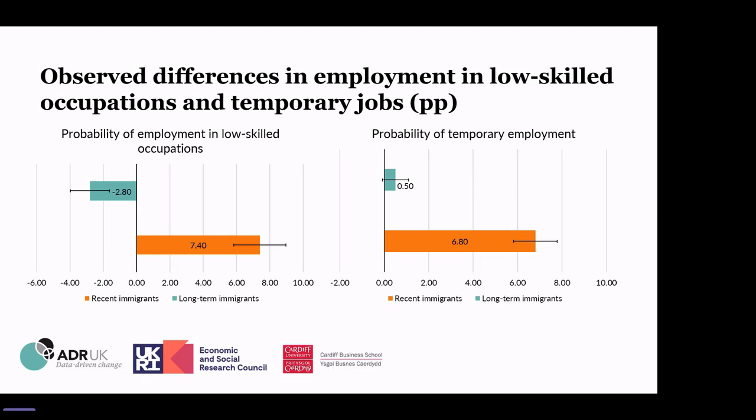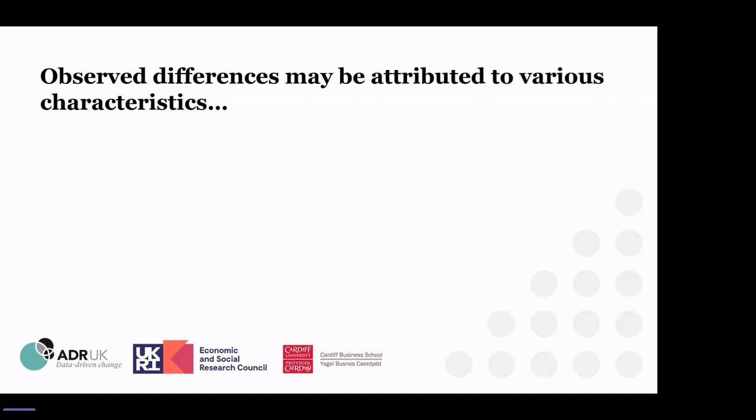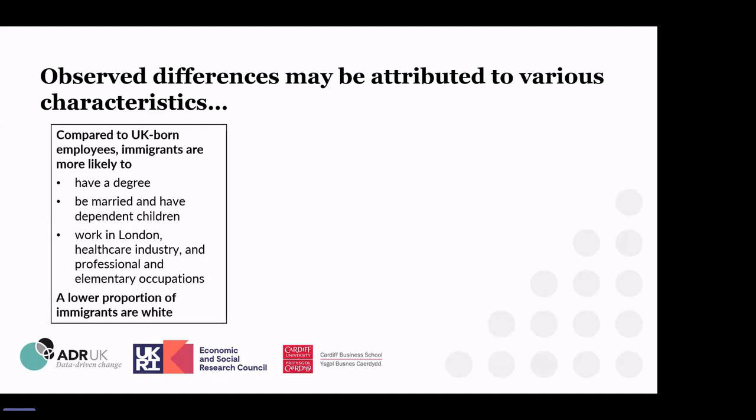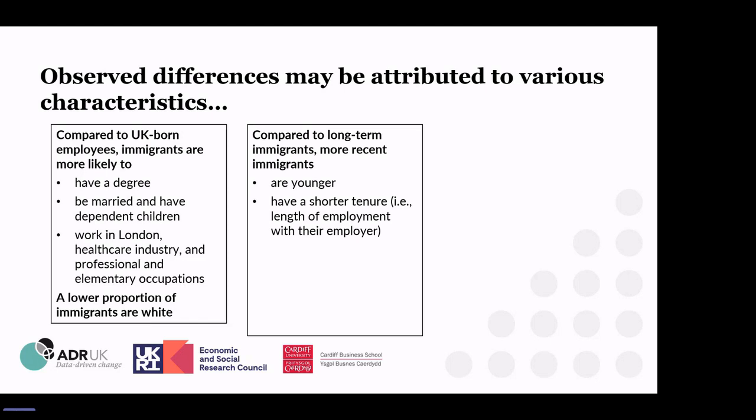Obviously, these comparisons are made based on the average immigrant and an average UK-born employee. And hence, some of these differences may be attributed to various characteristics. When we look at the data, for instance, compared to UK-born employees, immigrants are more likely to have a degree, they are more likely to be married and have dependent children, they are more likely to work in London, healthcare industry, and professional and elementary occupations. There are also significant ethnicity differences between immigrant population and the UK-born employees.